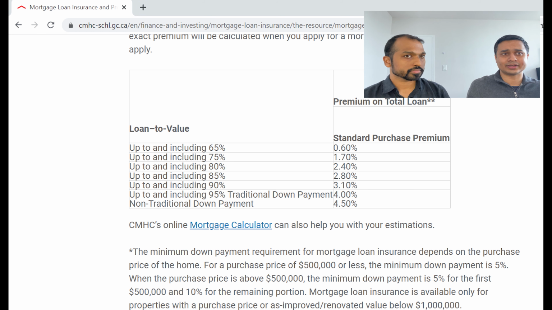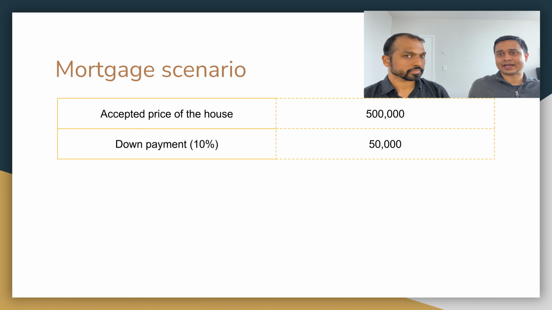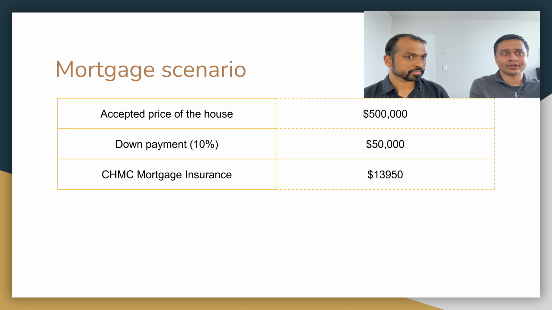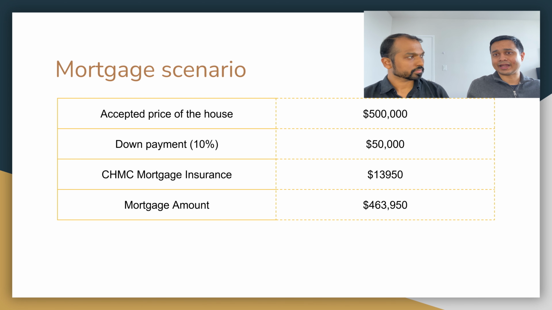So now that we've known this, and we'll just take 10% for the sake of this particular calculation. So let's say we've decided that we are going to go ahead with 10% down payment, in which case our mortgage insurance premium becomes 3.1%, which works out to be $13,950. So this $13,950 will get added to my mortgage of $450,000. So eventually I'll be paying my principal and interest payments on $463,950. This is going to be my opening balance of mortgage.